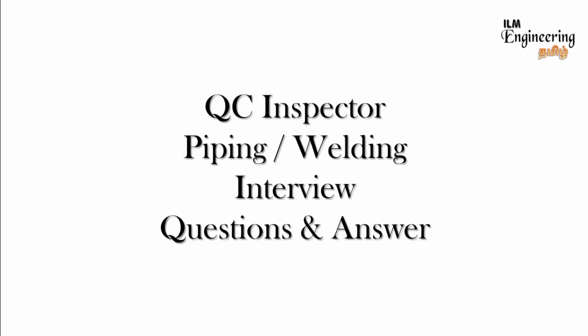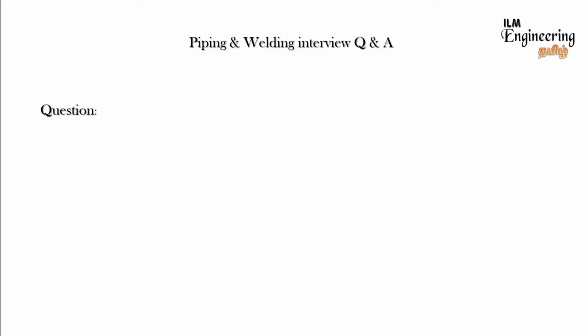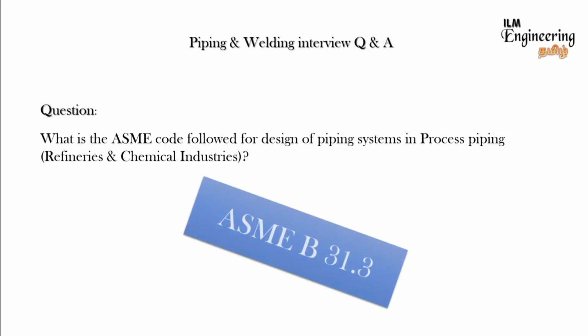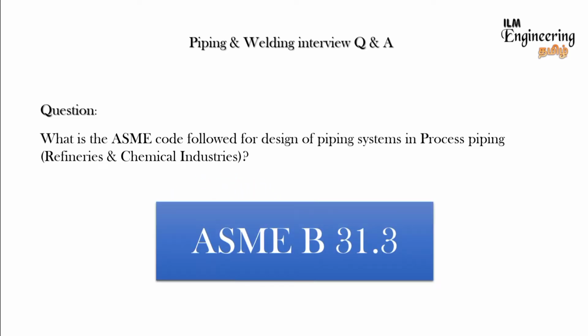QC Inspector Piping or Welding Interview Question and Answers. What is the ASME code for design of piping system in process piping, refineries and chemical industries? ASME B31.3.